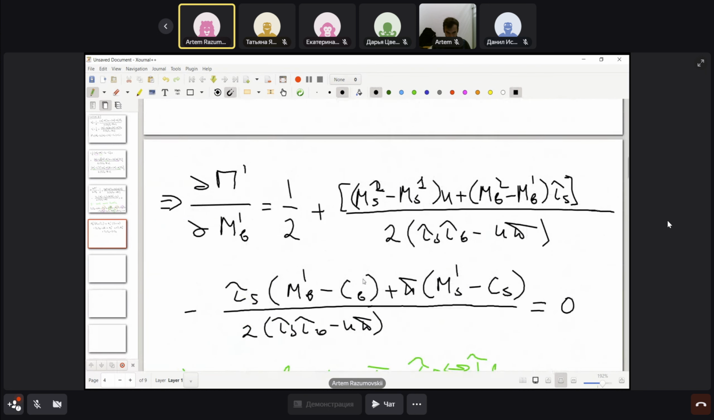So I'll start from the derivative with respect to tau s bars.